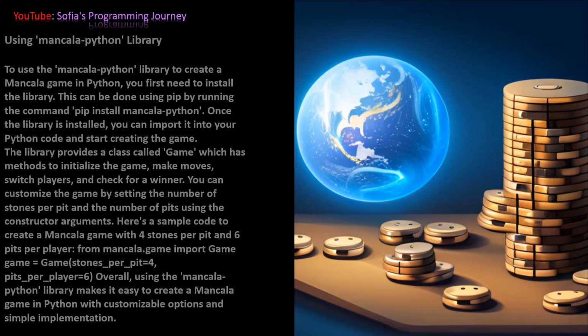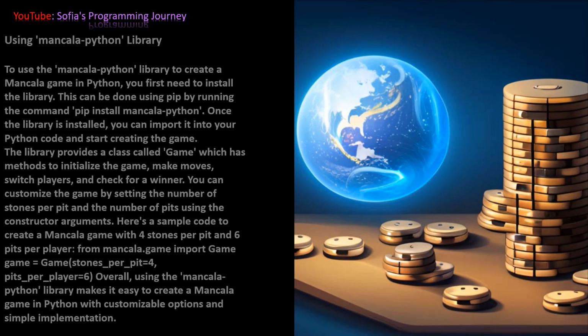To use the Mancala Python library to create a Mancala game in Python, you first need to install the library. This can be done using pip by running the command pip install Mancala Python. Once the library is installed, you can import it into your Python code and start creating the game. The library provides a class called Game, which has methods to initialize the game, make moves, switch players, and check for a winner. You can customize the game by setting the number of stones per pit and the number of pits using the constructor arguments.